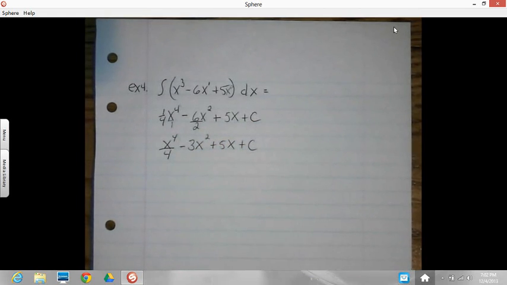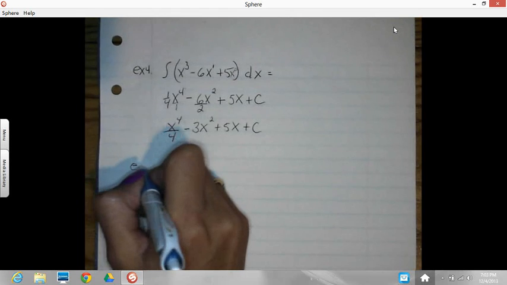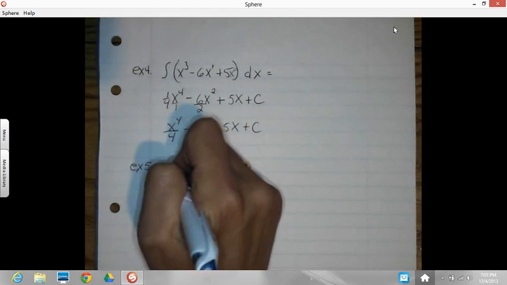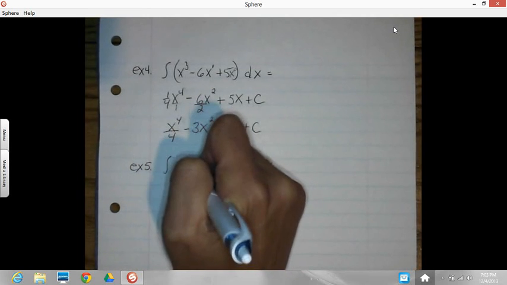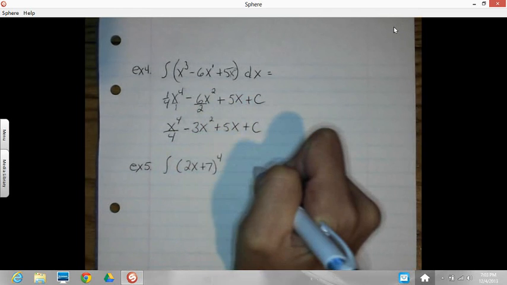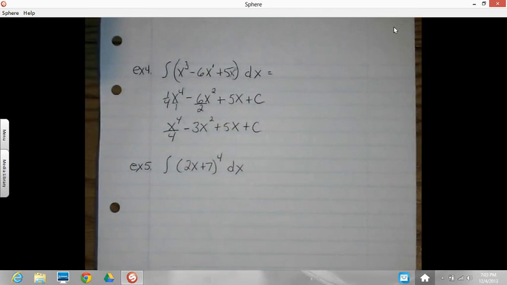Okay, now that the easy stuff is done, let me challenge you a little bit. Number 5. The integral of 2x plus 7 to the 4th dx. Now we do have an inside.